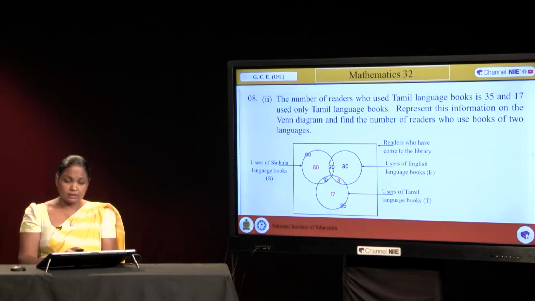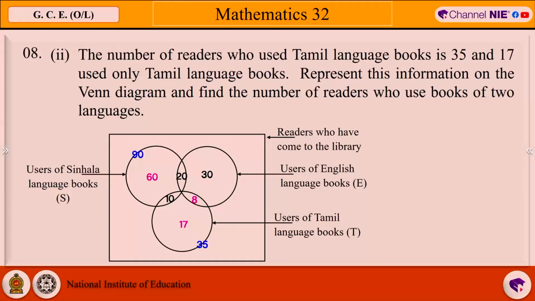After representing this information on the Venn diagram, we have to find the number of readers who use books of 2 languages. So, to find that answer, we have to add this 20, 10 and 8. Then you will get the answer as 38. If you have found the answer 38, you will get 2 marks.